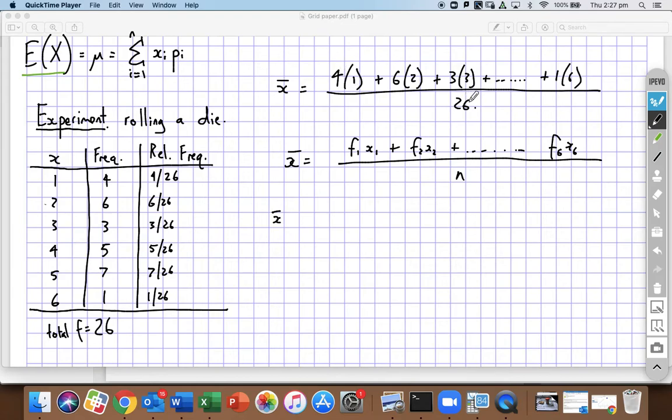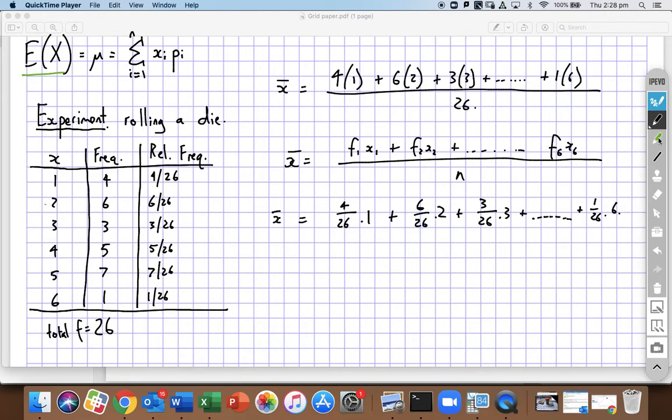Right? 4 out of 26 of the time times that first value 1. I could add up all the numbers, then divide by 26, or I could write it like this: 4 on 26 times the number 1 plus 6 out of 26 of the times I got a 2 plus 3 out of 26 of the times I got a 3, up until the last one that I did, which is only 1 out of 26 times the 6.